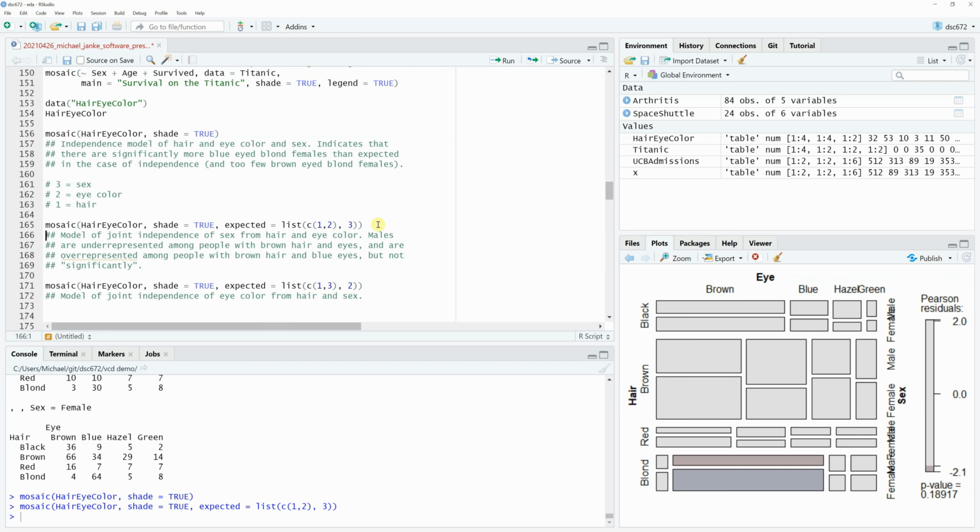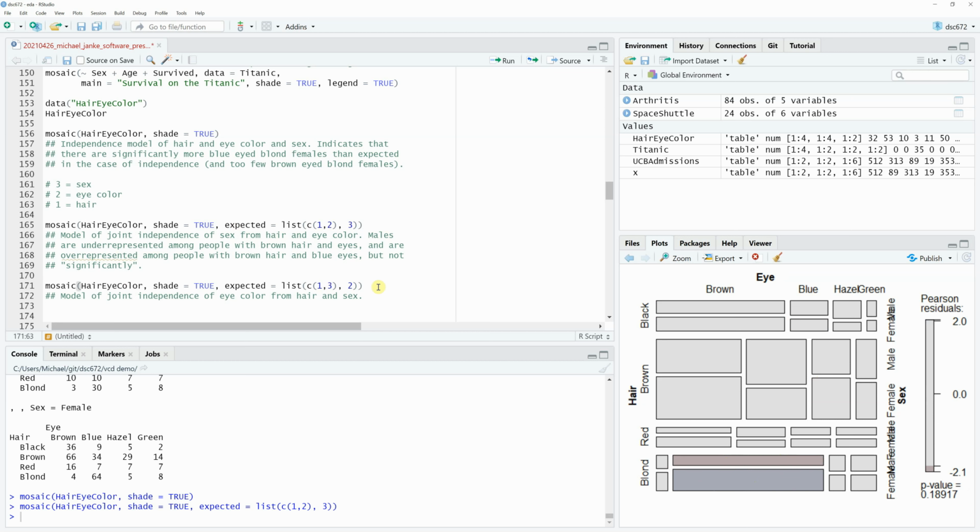So in this case, we're looking at the independence of gender from hair and eye color, and when we're only worried about that, we see a little bit down on the bottom with blonde and blue-eyed that females have a higher than expected occurrence and males have a lower than expected occurrence.